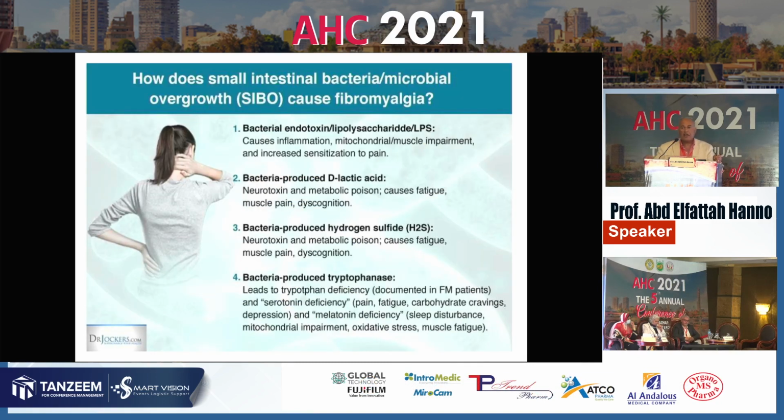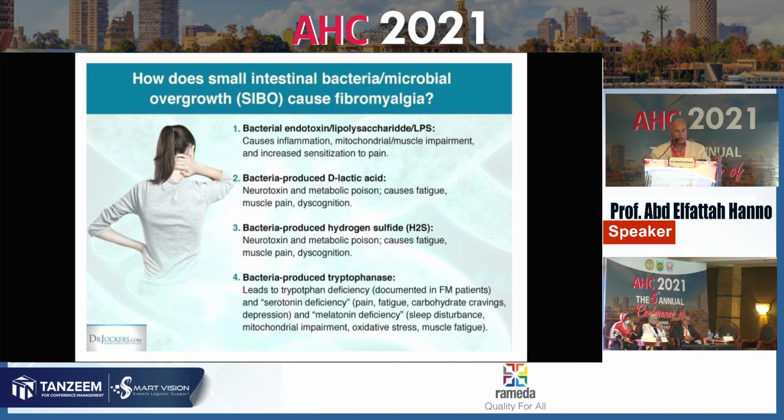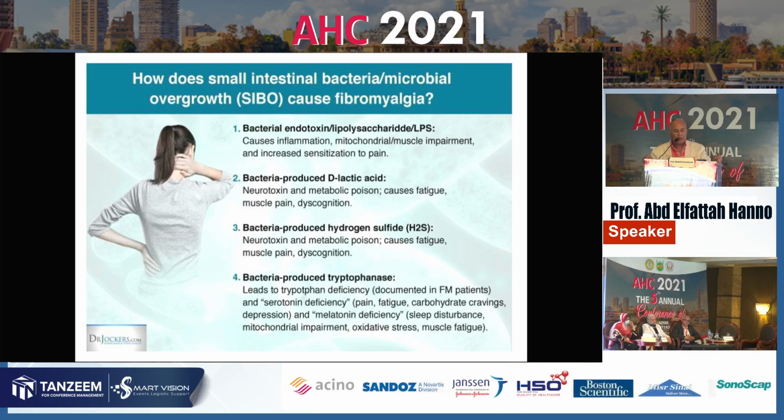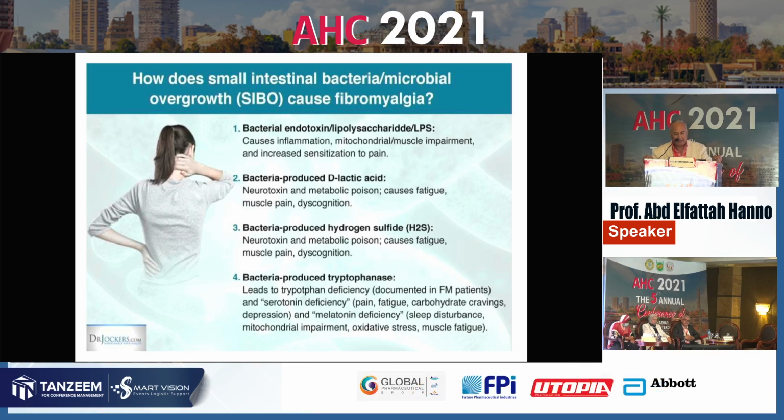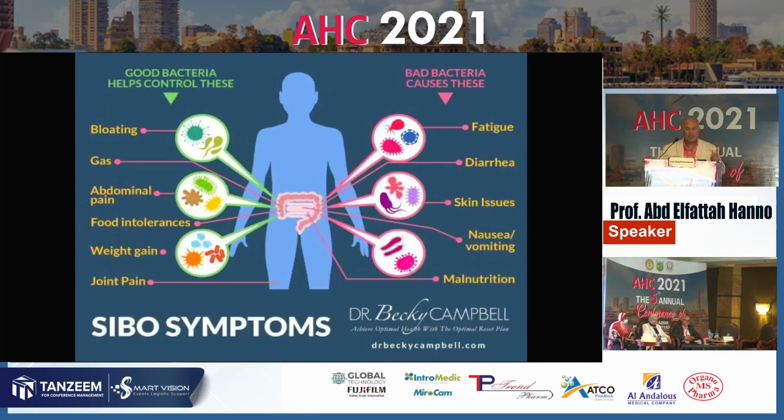The best example of the association of SIBO with other systemic disease is fibromyalgia. Why? Because bacterial endotoxin and polysaccharide cause inflammation, mitochondrial impairment, and the associated sensitization of pain, as well as the bacteria producing D-lactic acid and hydrogen sulfide. These are considered neurotoxins and metabolic poisons causing fatigue, muscle pain, and cognitive dysfunction. And finally, the bacteria producing tryptophanases lead to tryptophan deficiency, serotonin deficiency, and melatonin deficiency, which is typically the pathogenesis of fibromyalgia, which can occur in patients suffering from SIBO.